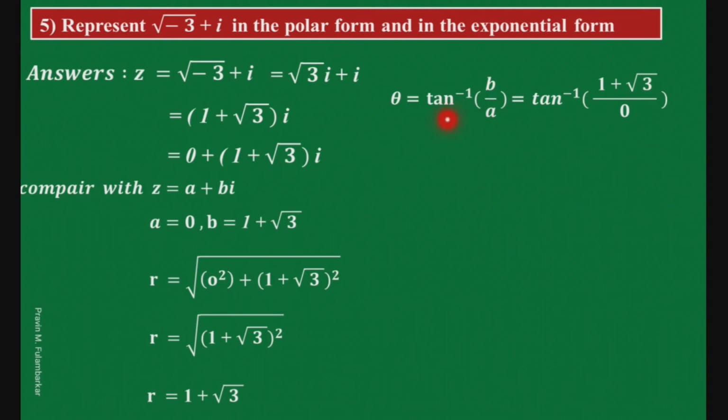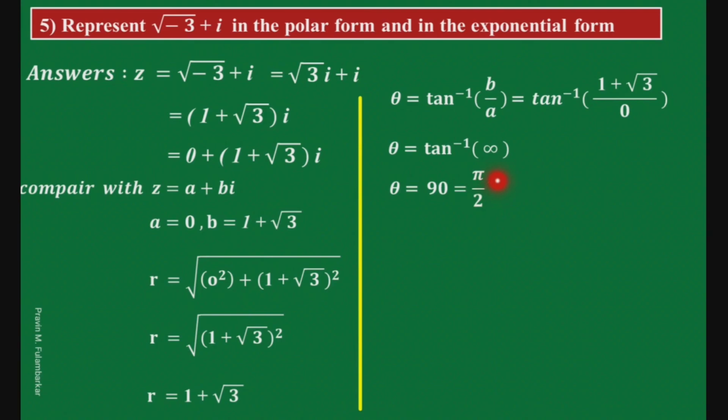Now we have to find the value of θ, that is the argument of z. So we write θ = tan⁻¹(b/a). Value of b is 1 + √3, value of a is 0. And we know that any number upon 0 is not defined. So we write here θ = tan⁻¹(∞). Now we know that tan 90° is infinity. So we get here θ equals 90 degrees, or we can write in radian form as π/2.